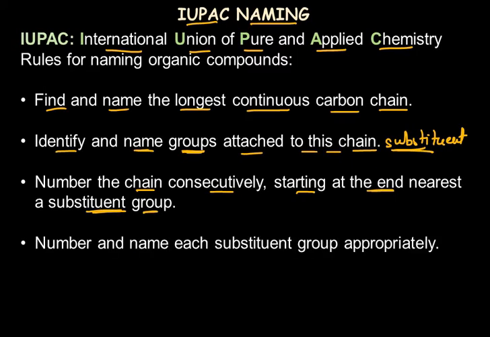The next is to number and name each substituent group appropriately. That is what group is present as the substituent group, whether it's a methyl group, ethyl group, or any alcohol or some other functional group which is present as a substituent group. So we need to identify them, name them, and also number them, and then finally decide the name of the organic compound. Let's understand all these points with the help of examples.